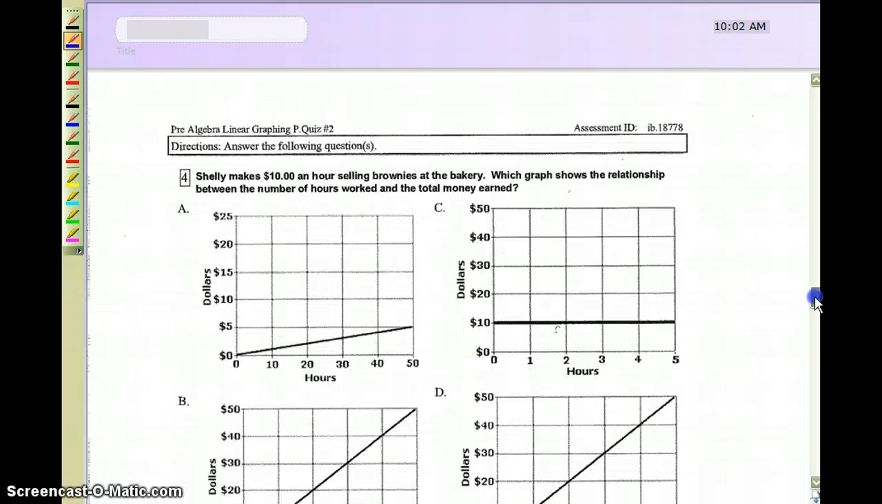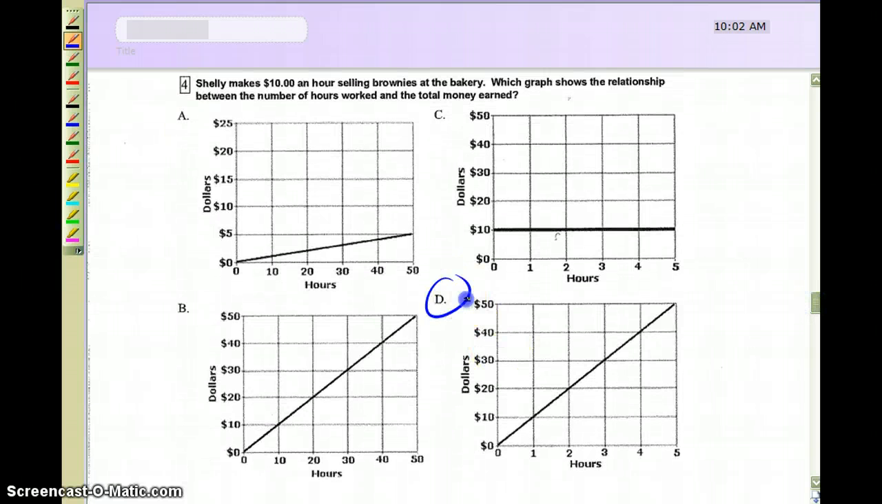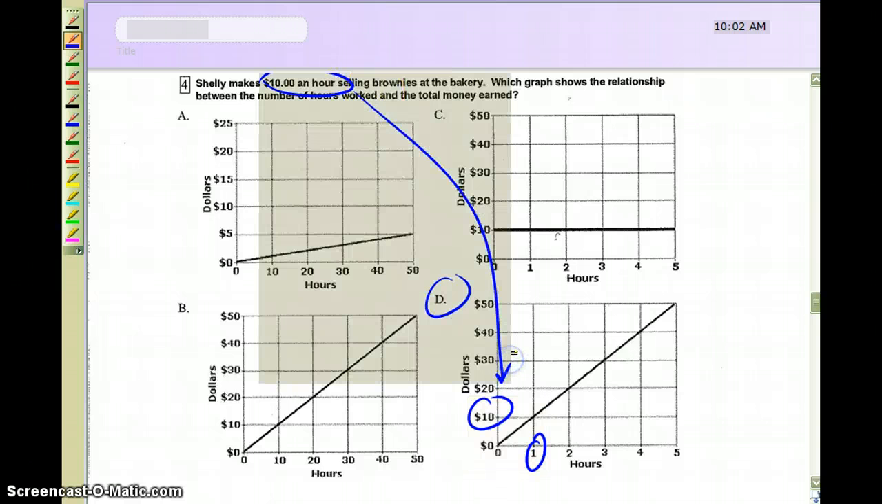Number 4, our answer is going to be D. And you can tell because here 1 hour is $10. And that's exactly what the sentence is saying. Okay? Definitely not C. We don't want to just always get $10 no matter how many hours we work. And this one is definitely not correct.